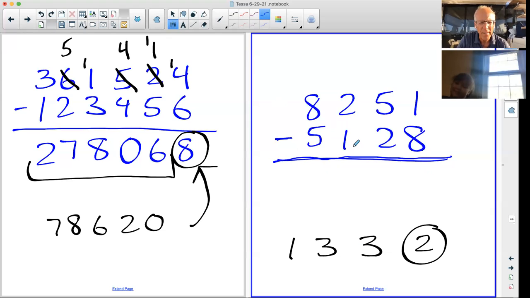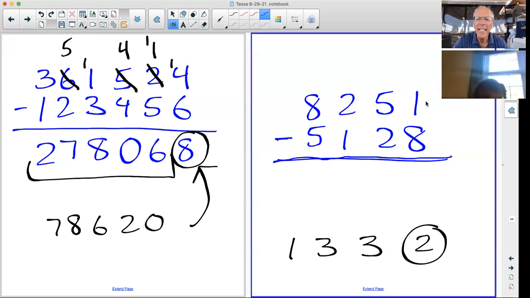128. Stop a second. 5 what? Let me read the number on top, Tessa. 5,251. 500, 128. No, you can't do 100. This is not the hundreds place. 5. Put your tongue between your teeth and go 1,000. 5,128. Excellent. 8,251. Oh, you are amazing.